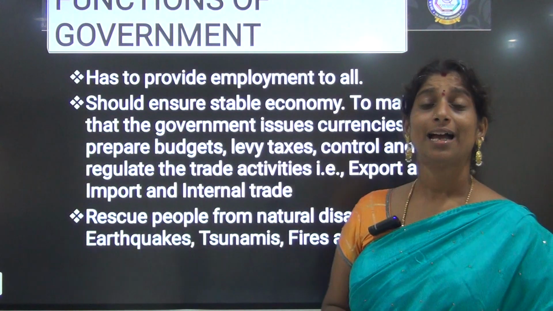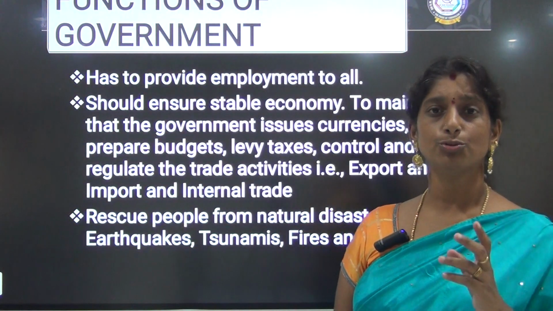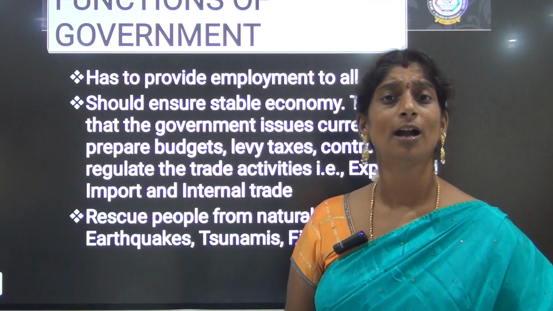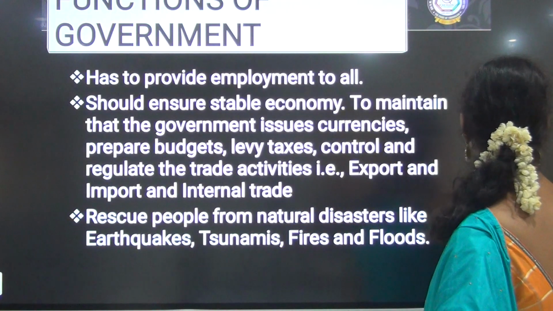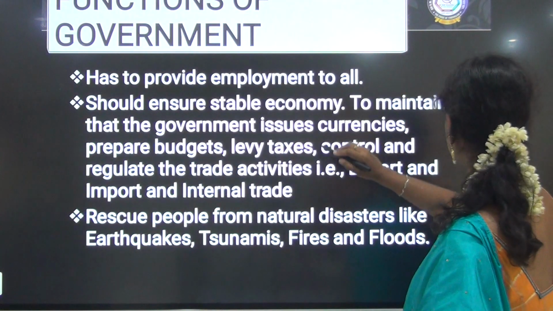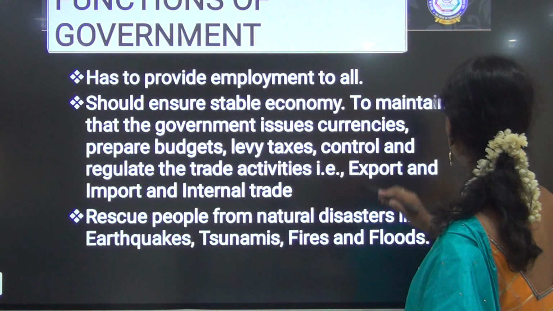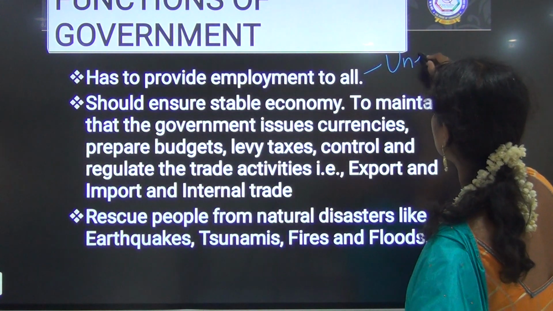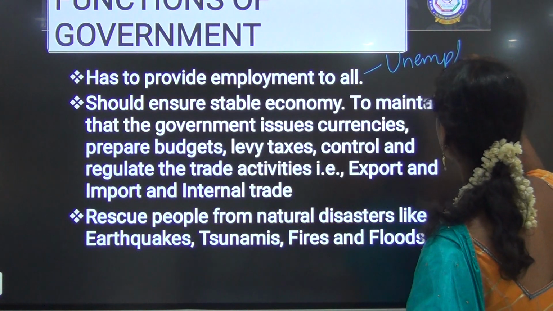Then government has to provide employment to all. Employment. There should not be any unemployment in the country. That is the duty of government. Unemployment should not be there. Clear?